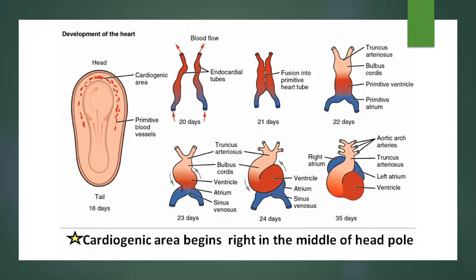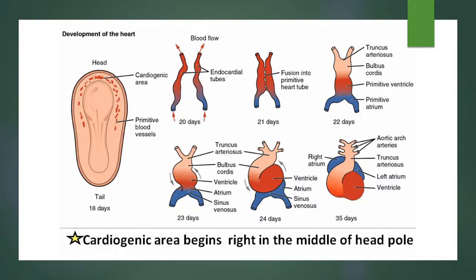The tube can be subdivided into primordial heart chambers, starting caudally at the inflow end: the sinus venosus, primitive atrium, primitive ventricle, bulbus cordis, and truncus arteriosus.